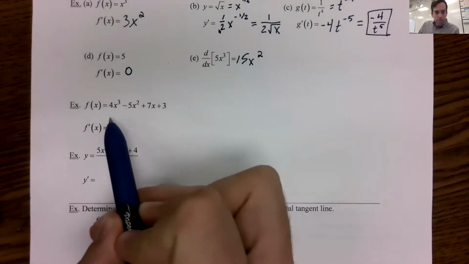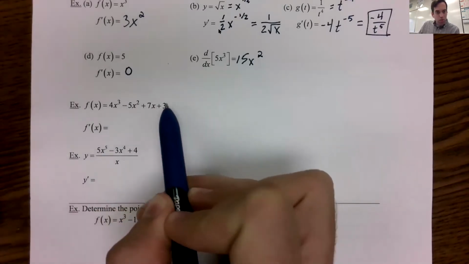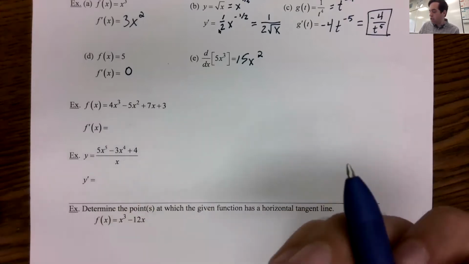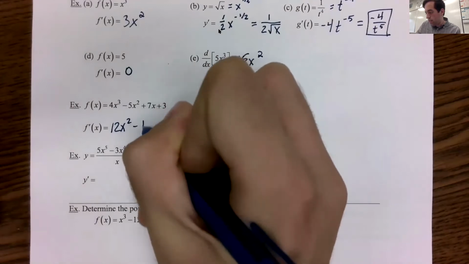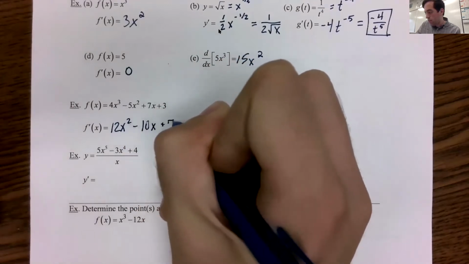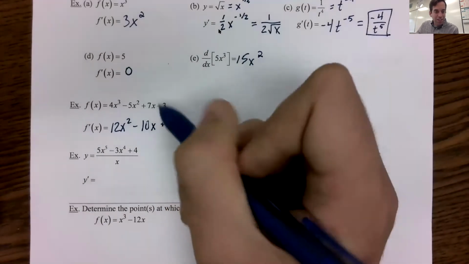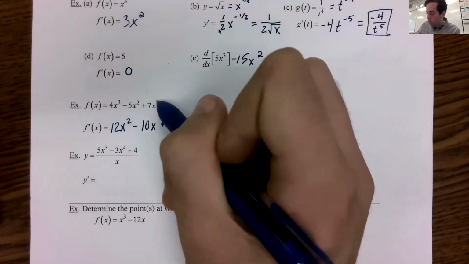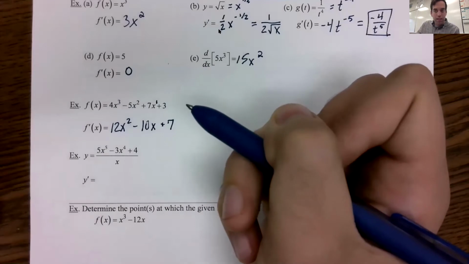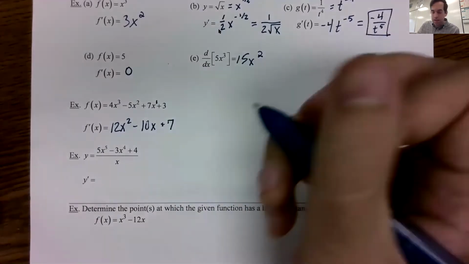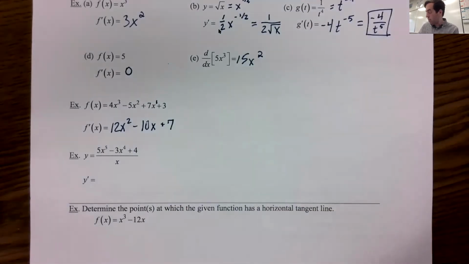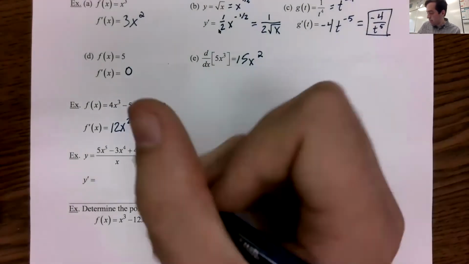For this one, now we have multiple terms, right? So all we do is we take the derivative of each term separately. So 4 times 3 is 12x squared minus 10x plus 7. Whenever you have an x term, right, it's like the exponent is 1. And when we subtract 1, we get 0. X to the 0 power is 1. So the x goes away. We're just left with the 7. And the 3 is completely gone because the derivative of a constant is 0, like we saw up in letter D.